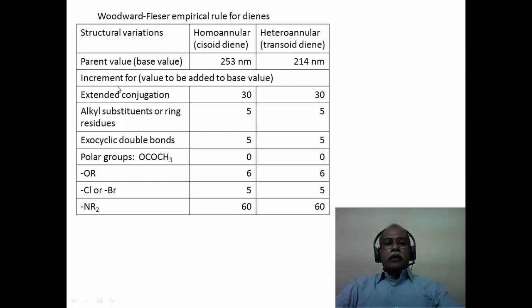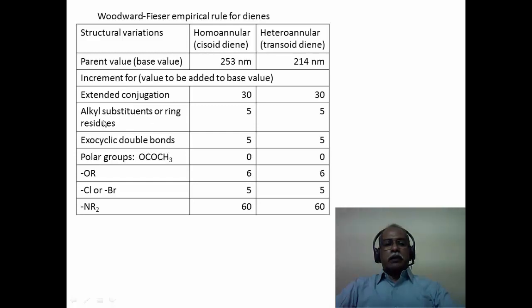Now there is an incremental value that is given. If we have one additional double bond extending the conjugation, 30 nanometers has to be added to the base value of 253. So that will become 283 if it is a conjugated triene system. Alkyl substituent or ring residues.